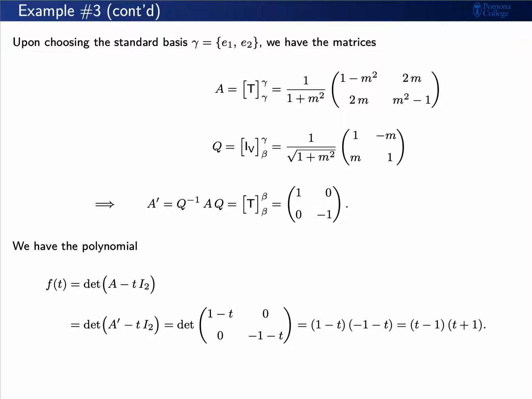And we see now that we're just computing the determinant of 1 minus t, 0, 0, negative 1 minus t. Once we multiply this out, we see that it's simply the polynomial t minus 1 times t plus 1. And hence, our linear transformation T has just two eigenvalues, namely lambda 1 equals plus 1 and lambda 2 equals minus 1.